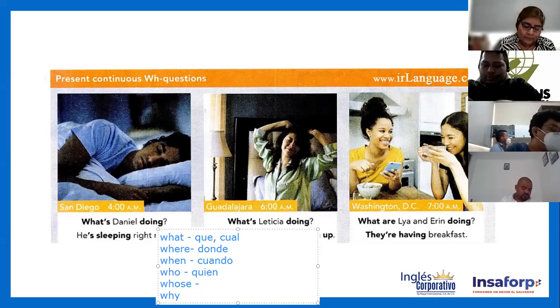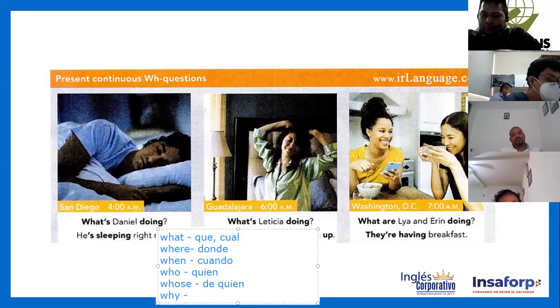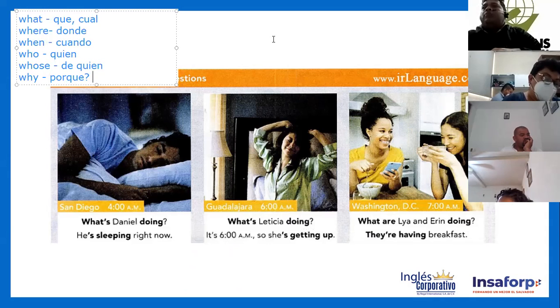¿Quién? Vamos a utilizar en posesivos, right? ¿De quién? Whose book is this? Whose? Ese ya lo vimos anteriormente. Y tenemos why. ¿Qué significa? ¿Por qué? Or what is the meaning of why? ¿Por qué, right? En pregunta. Perfect. Why? Okay. So, these are some of the basic WH questions that we're going to be using.